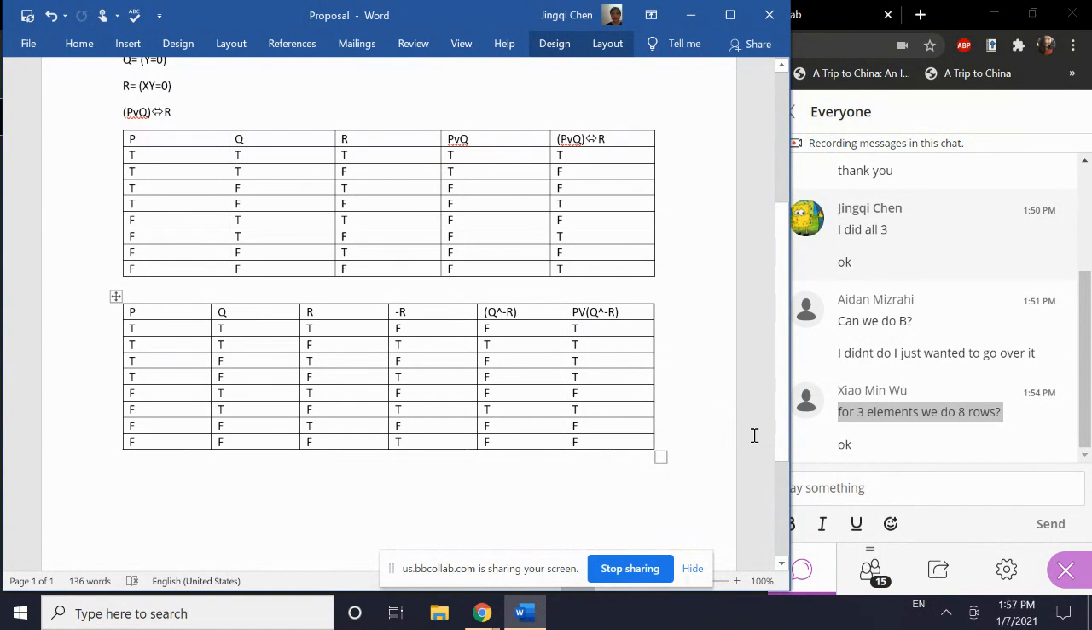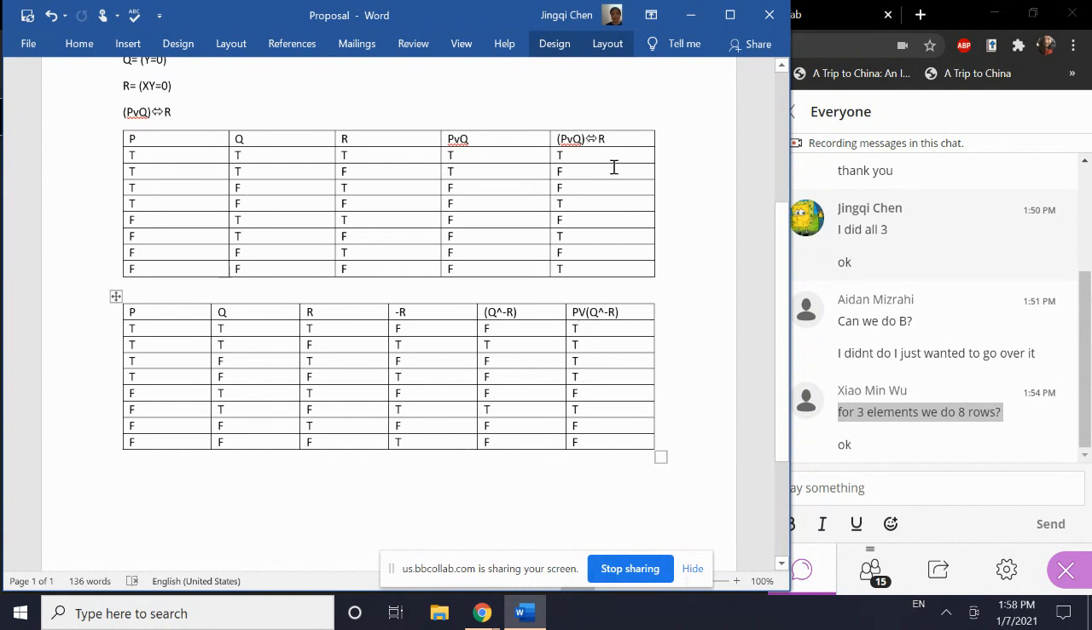Great job. Anybody has any questions? You see, just like this, we break down, right? If you're given a very complicated statement with P, Q, R, or maybe as many, we want to make a truth table to evaluate. Okay, thank you very much, Jinqi. You're welcome.